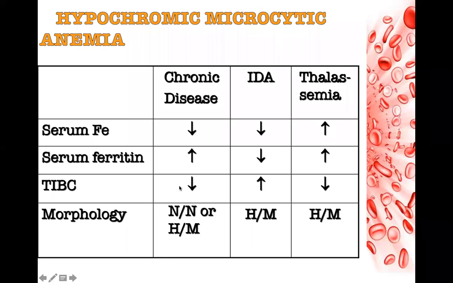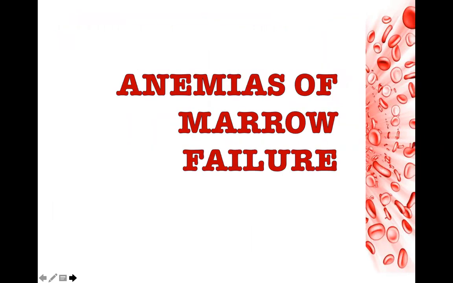And you can see the morphology. In chronic disease, it could be normocytic or hypochromic microcytic, but it's hypochromic microcytic for both iron deficiency and thalassemia. Now let's talk about anemias of marrow failure.